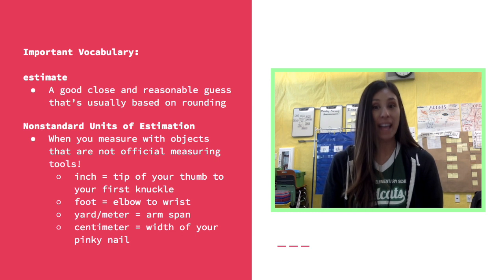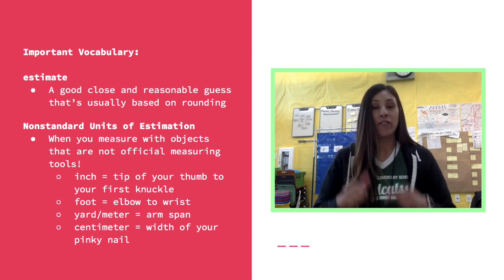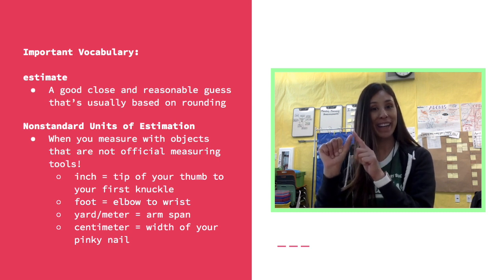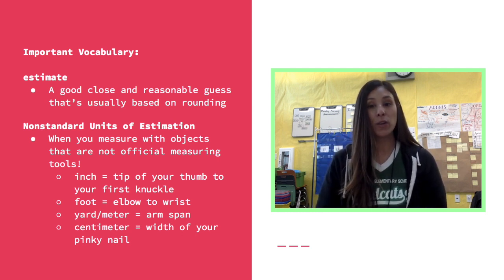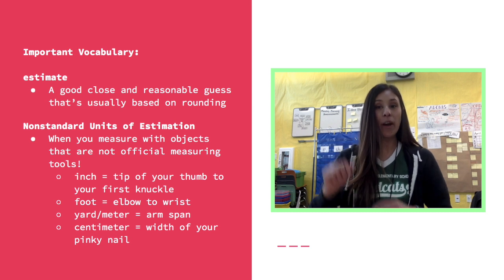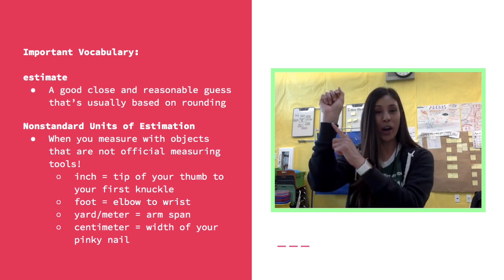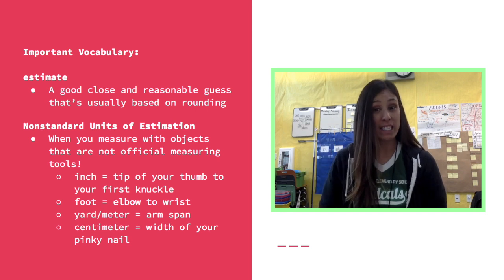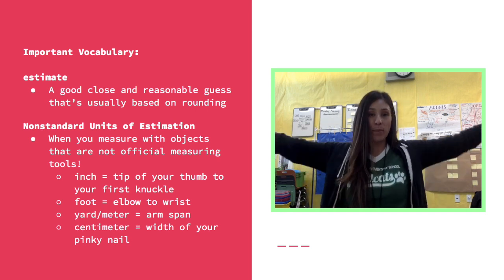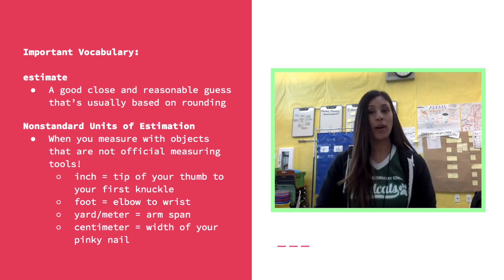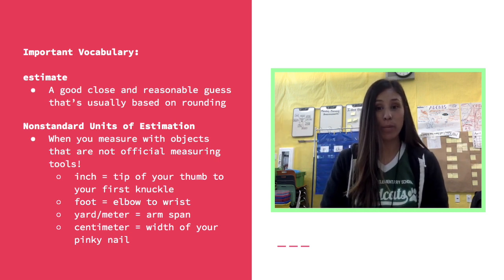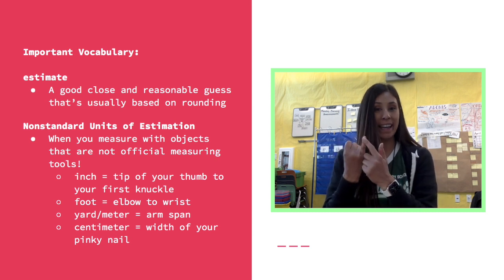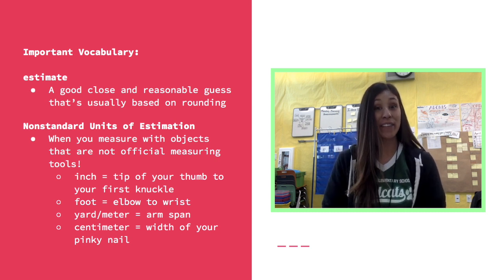So for an inch, we're going to use from the tip of our thumb to our first knuckle. That's about an inch. We're going to use from our elbow to our wrist for an estimate of a foot. We're going to use an arm span for the estimate of a yard or a meter. And we're going to use the width of our pinky nail for the estimate of a centimeter.